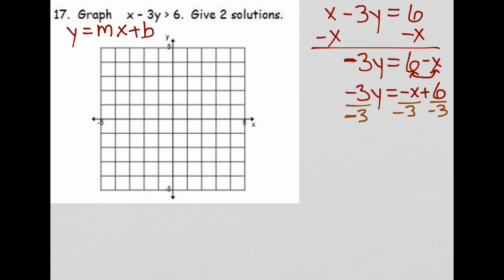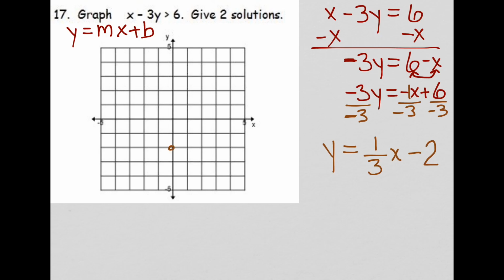Those pesky negative signs. Negative 3 divided by negative 3 is 1, so that just leaves me with y equals negative x divided by negative 3. Ew, that's not super helpful. What's negative 1 divided by negative 3? That's a positive 1/3. My slope is actually 1/3. Negative divided by negative is a positive, and I kicked the x off to the side so it could have a coefficient and have a slope. 6 divided by negative 3 is negative 2. Hey, we're there. We have put this line into slope-intercept form.